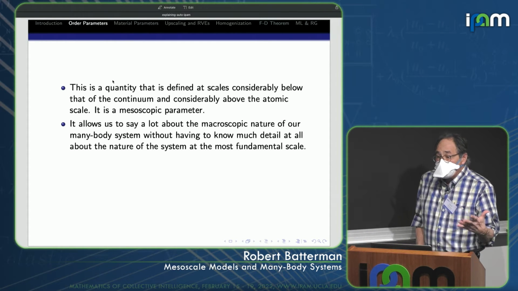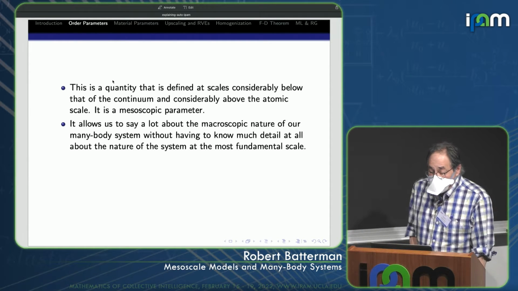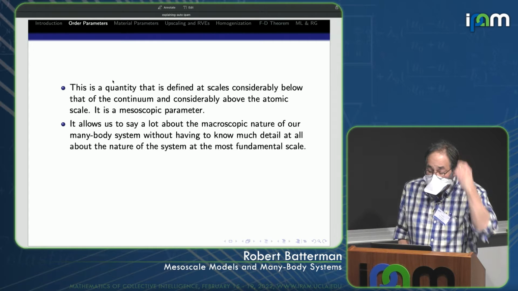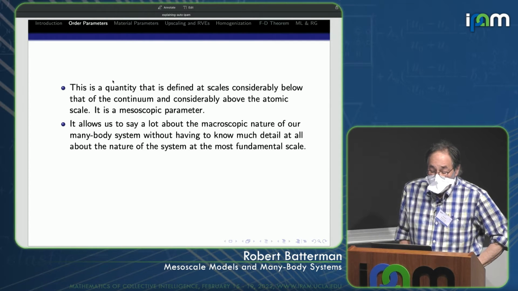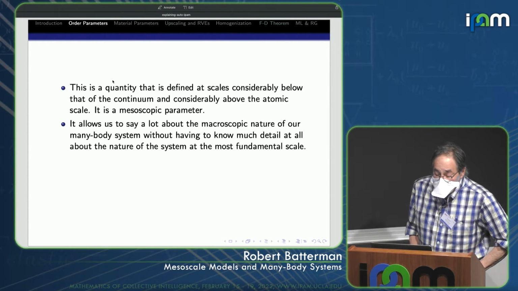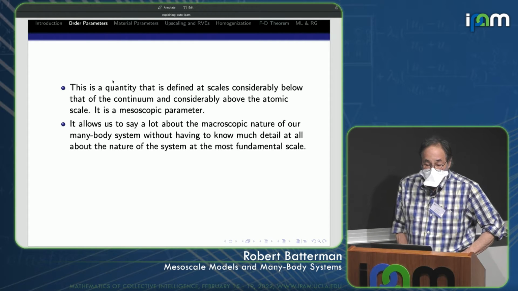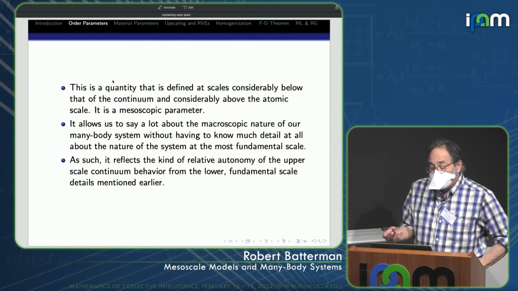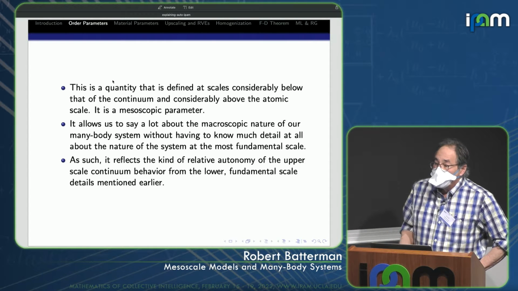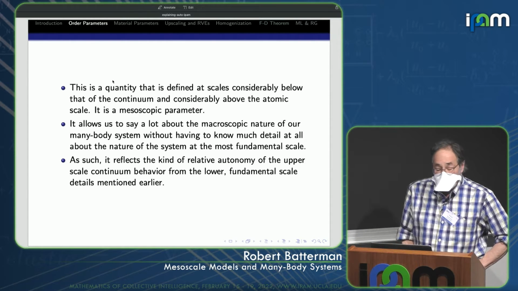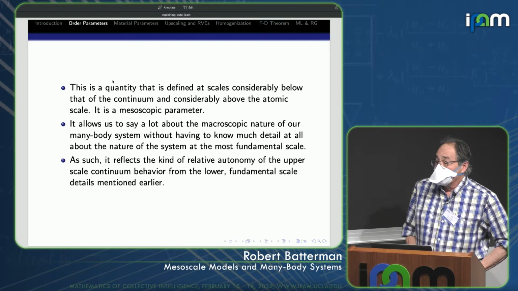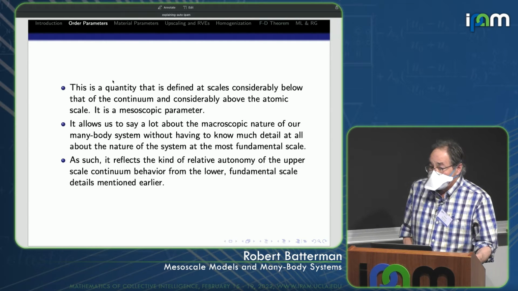It allows us, in fact, to say an awful lot about the macroscopic nature of our many-body system, without having to know much detail at all about the nature of the system at its most fundamental scale. And as such, it reflects the kind of relative autonomy of the upper scale continuum behavior from the lower fundamental scale details that I mentioned earlier.